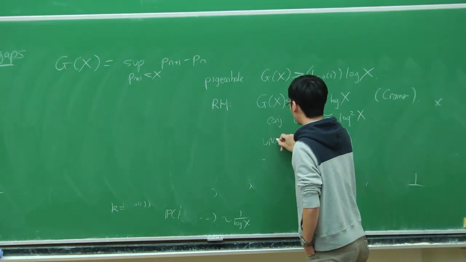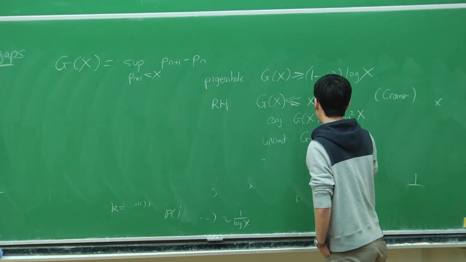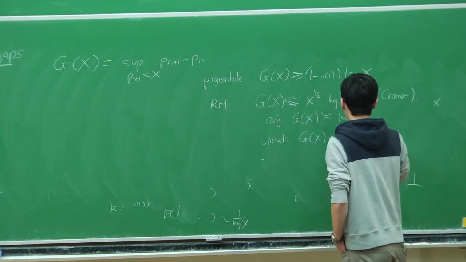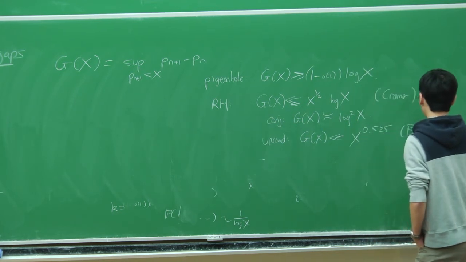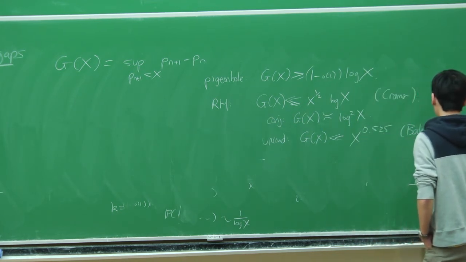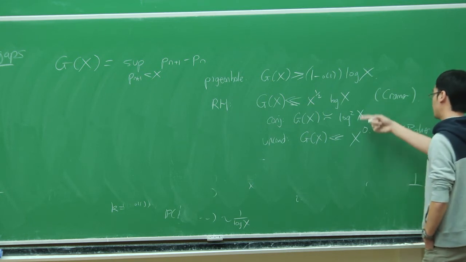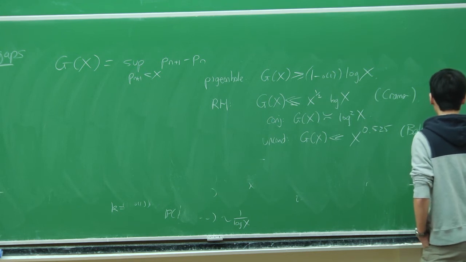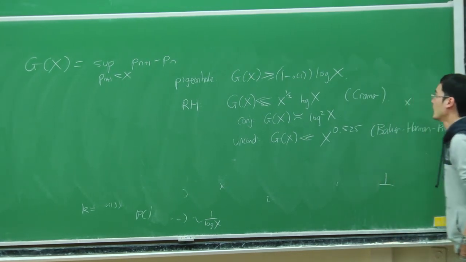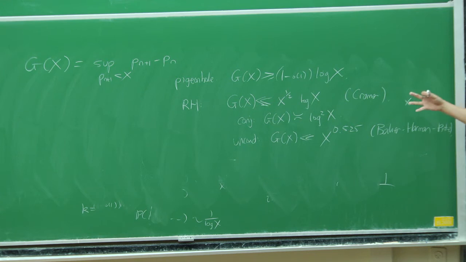Unconditionally, the best bound on g of x currently is x to the 0.525, due to Baker, Harman and Pintz. So, better than x, but a bit short of root x and well short of log squared x. So that's the state of the art for upper bounds for g of x.